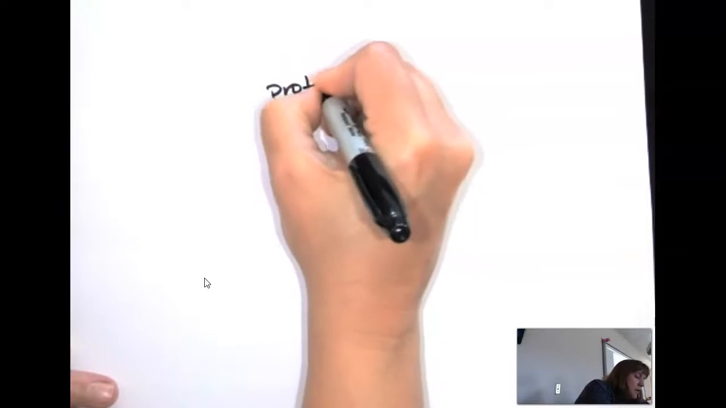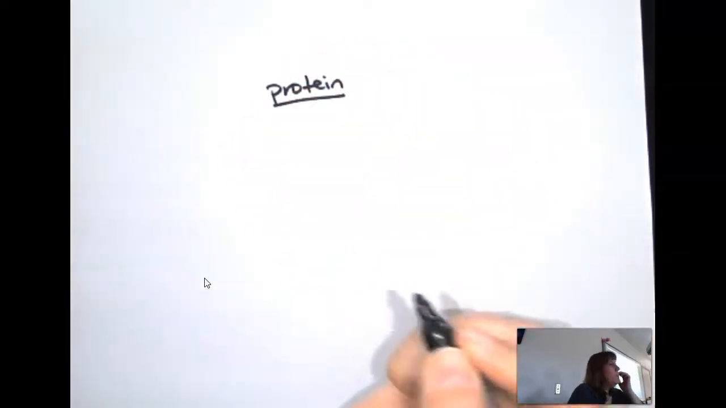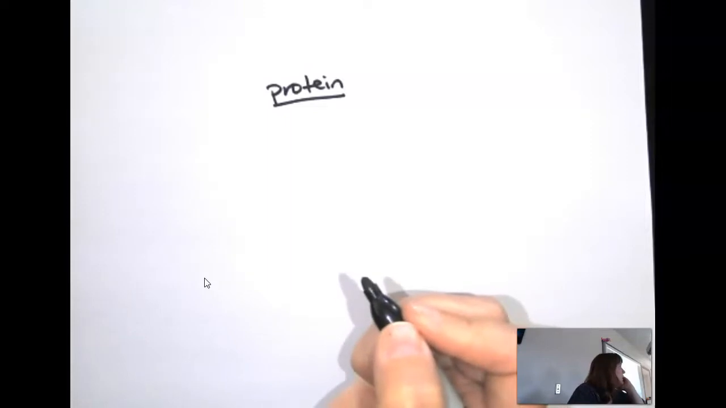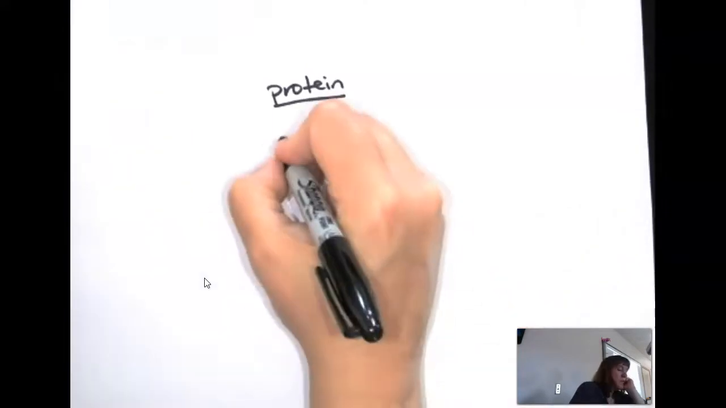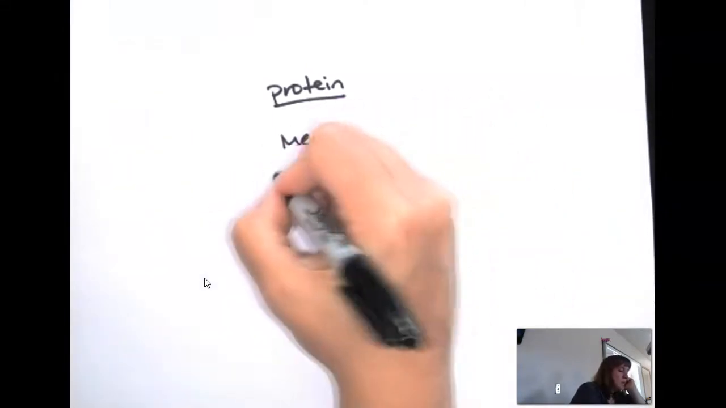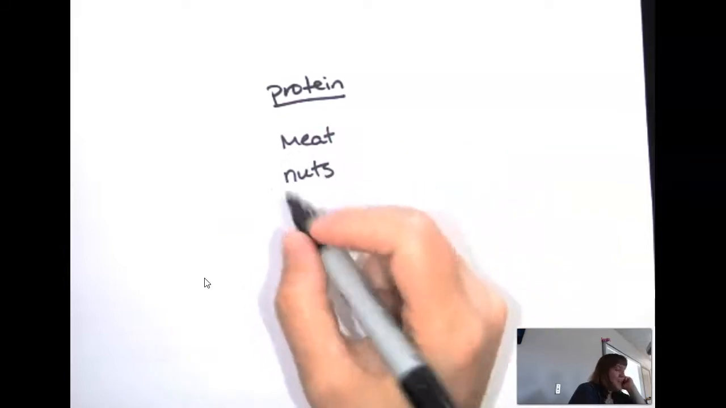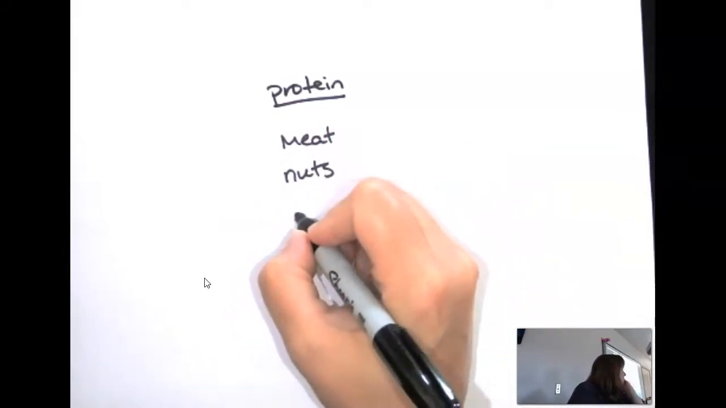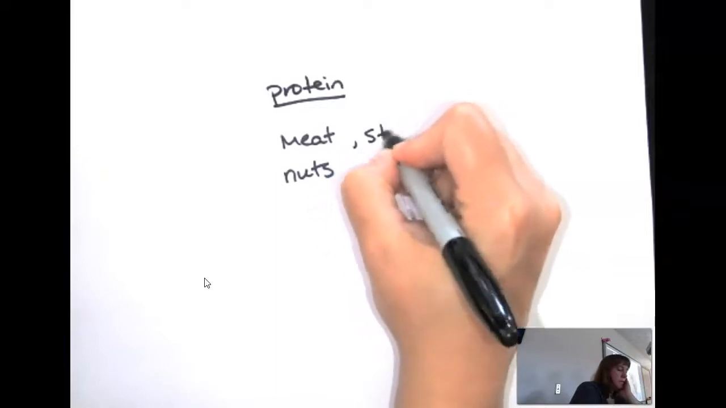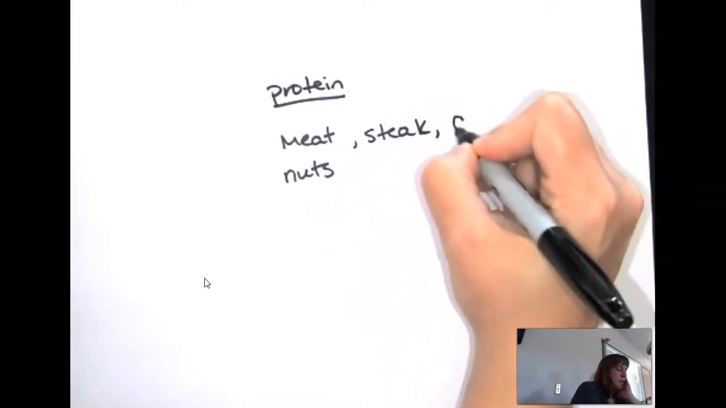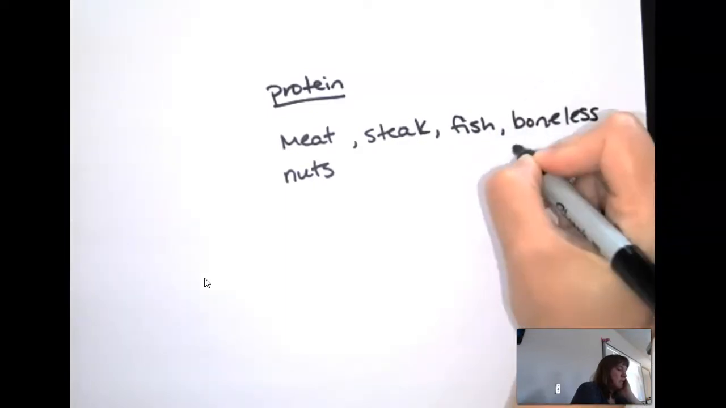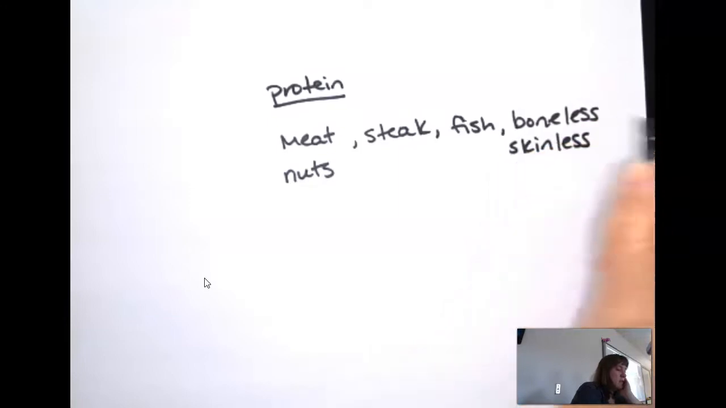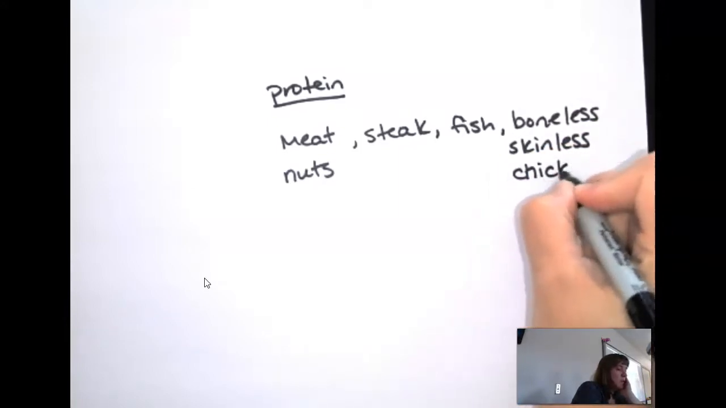Okay. So now we know what protein is, right? What are some things that we know are made of protein? A steak, fish, eggs. I will use boneless, skinless chicken, so just chicken breast.